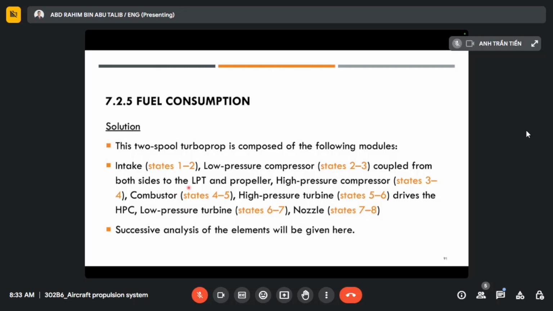In terms of the solution, this two-spool turboprop is composed of the following modules. You have the intake, which is state 1 and 2, low pressure compressor state 2 and 3, coupled from both sides to the low pressure turbine and propeller, high pressure compressor states 3 and 4, combustor state 4 and 5, high pressure turbine state 5, 6, which drives the high pressure compressor, low pressure turbine state 6, 7, and nozzle is on stage 7, 8. Successive analysis of the elements will be given below.